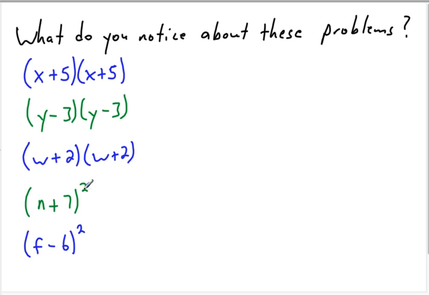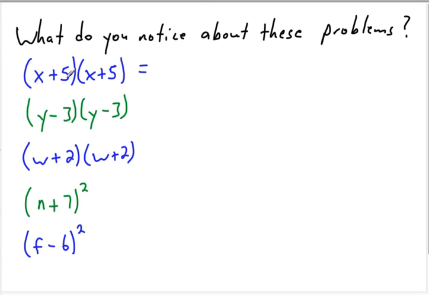I just did it in exponential form, but this really means n plus 7 times n plus 7. This means f minus 6 times f minus 6. So pause the video using the FOIL or the box method. I want you to simplify these and then resume, and we'll talk about some patterns we see here.